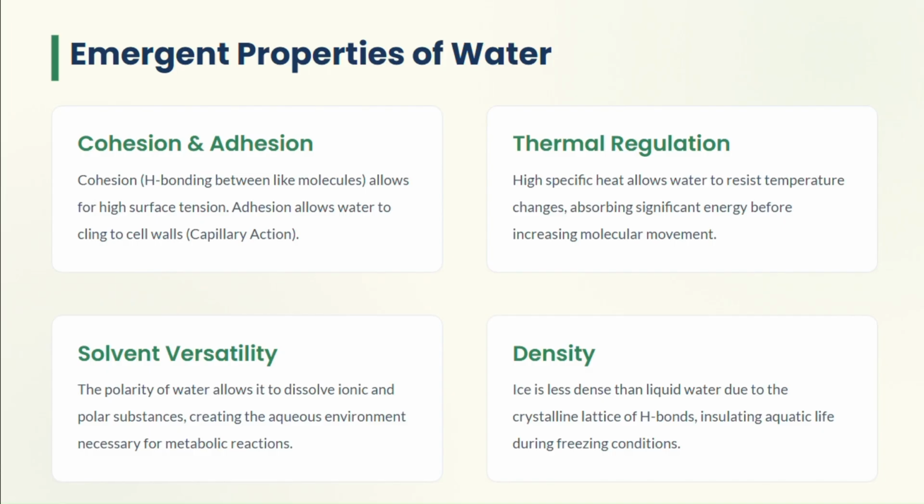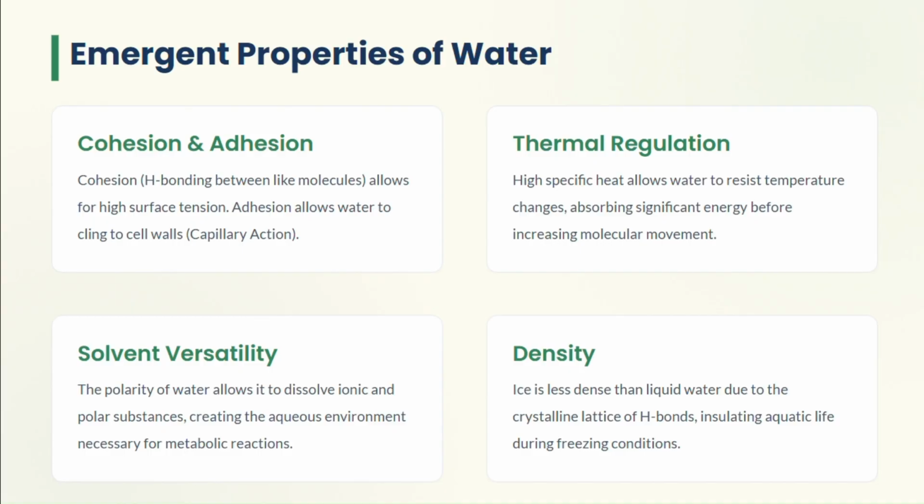The emergent properties of water include cohesion and adhesion. Cohesion is between two water molecules, and adhesion is between one water molecule or multiple water molecules and another polar substance. These two combined allow for water to cling to cell walls of plants, also called capillary action. The second is thermal regulation. High specific heat allows water to resist temperature changes, absorbing significant energy before increasing molecular movement.